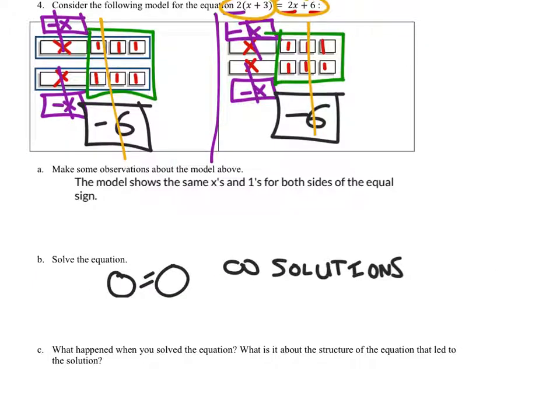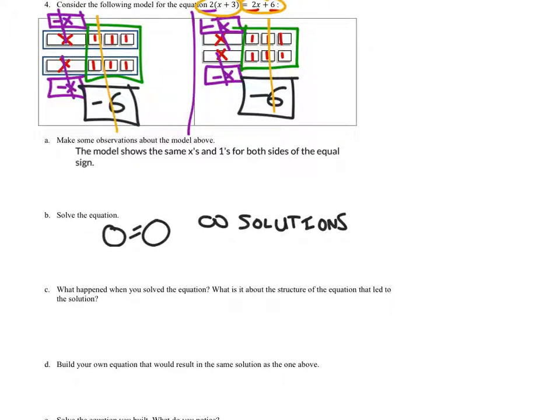What happened when you solve the equation? What is it about the structure of the equation that led to the solution? We already explained that in part A. There's the same number of x's on one side as there is on the other, and 1's as well. Build your own equation that would result in the same solution as the one above.